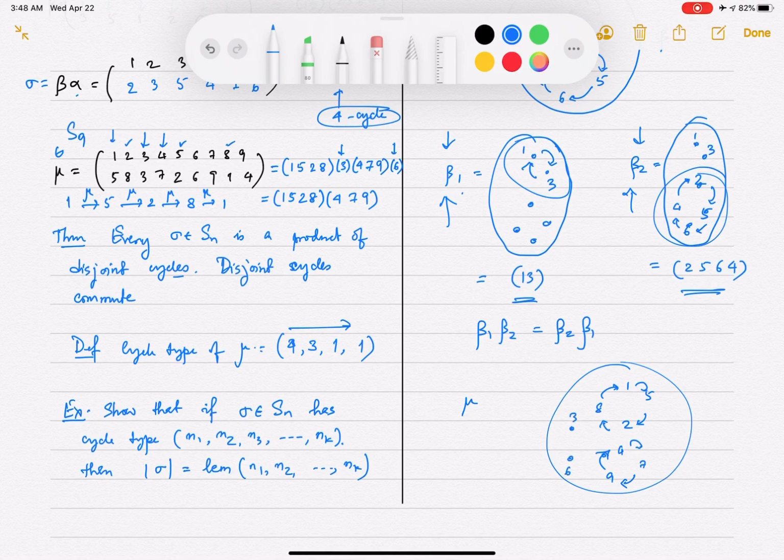So if you apply mu 4 times, these guys will come back to themselves. So these come back to themselves after every 4 times. These come back to themselves after every 3 times. You want to know how many times I have to apply mu so that everything comes back to itself. That would be the order. And that number is certainly the LCM of 4 and 3. So this mu, for example, has order 12, etc.